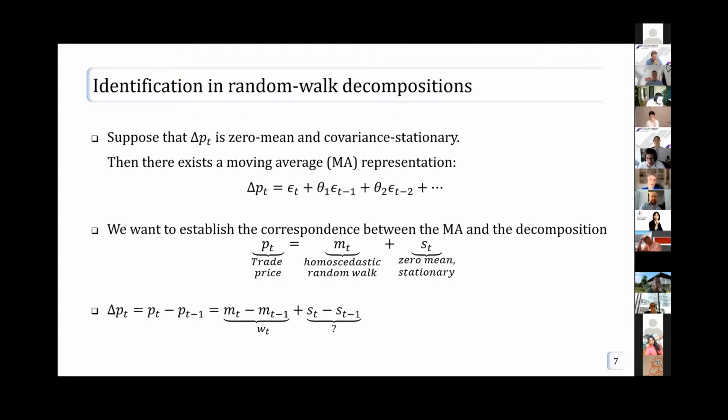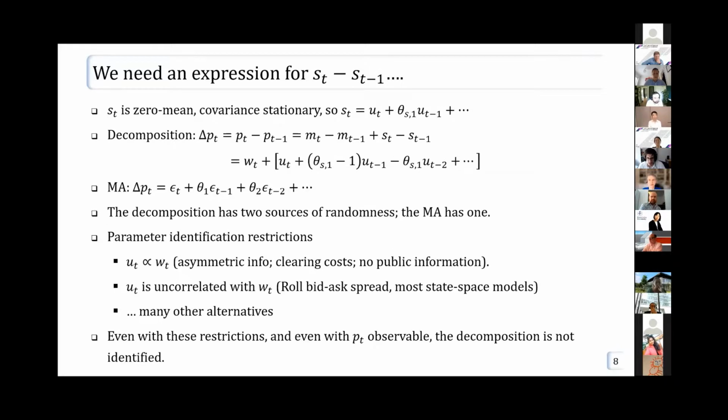So suppose that our price changes are zero mean and covariance stationary. That's all we need to posit the existence of a moving average representation. And what we want to do next is construct the correspondence between that moving average representation and the decomposition. So we look at the decomposition, we take the first difference of it, and that's going to be the first difference of the efficient price and the first difference of the price pressure term. The first difference of the efficient price is easy to handle. That's just the random walk increment, which I'll call W. Well, what do we do about that second term, the first difference in the noise or price pressure?